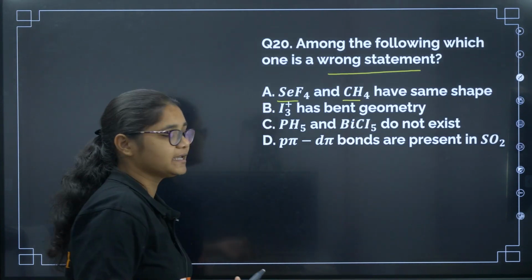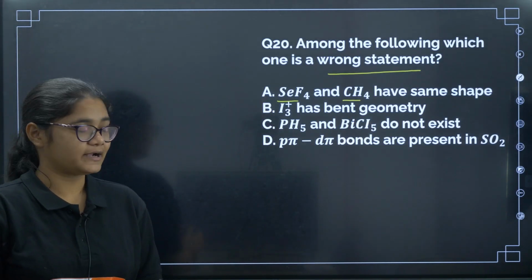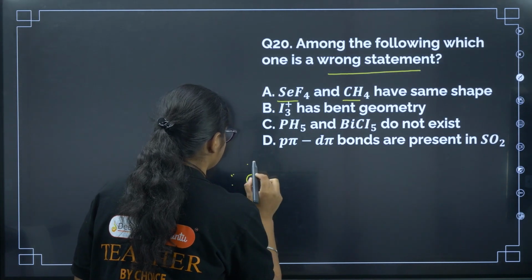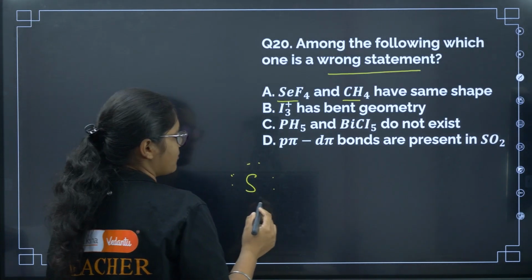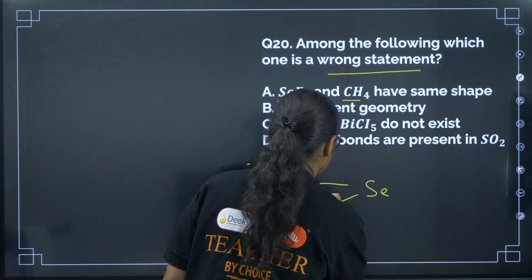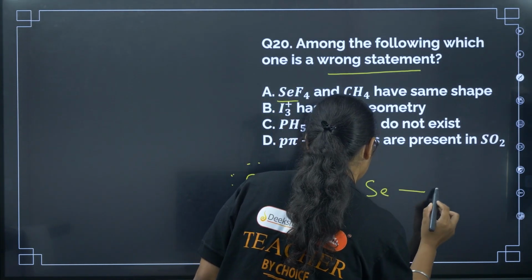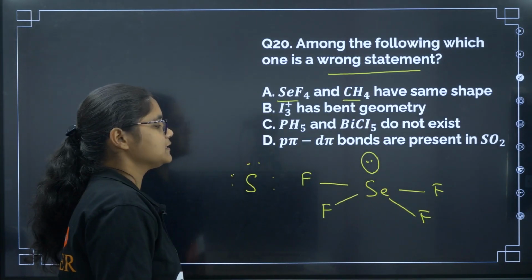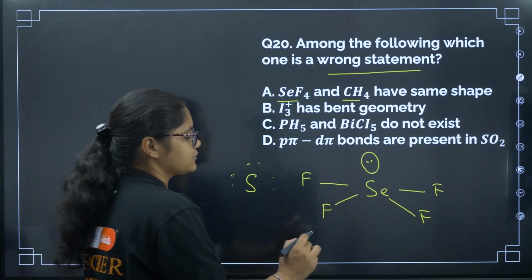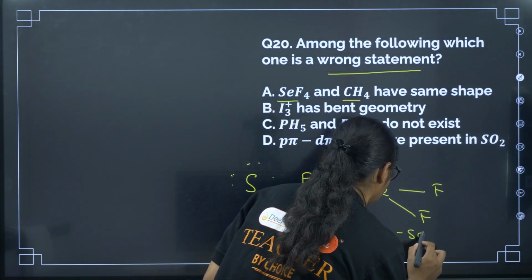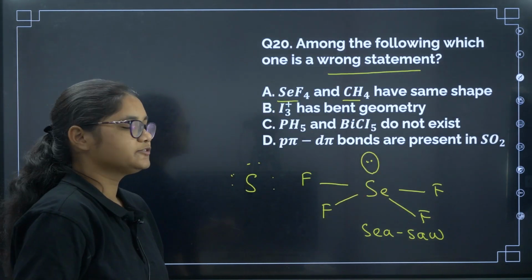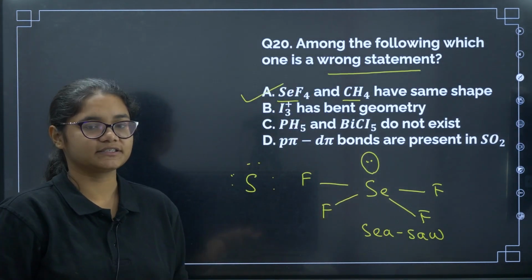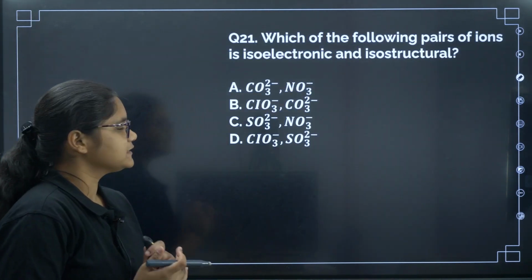SeF4 and CH4 have the same shape. SeF4 has 6 valence electrons: 1, 2, 3, 4, 5, 6. So 4 have formed bonds. This is the structure. There is one lone pair, and its structure is the seesaw structure. CH4 is tetrahedral. So the correct answer for this question will be option number A because their shapes are different. So let us see the next question.